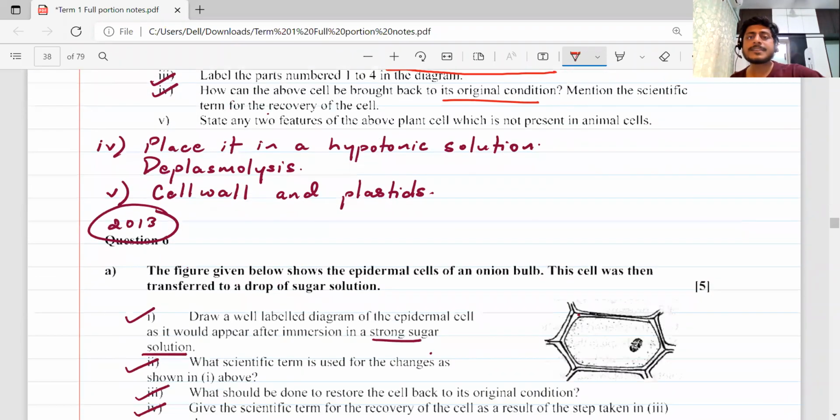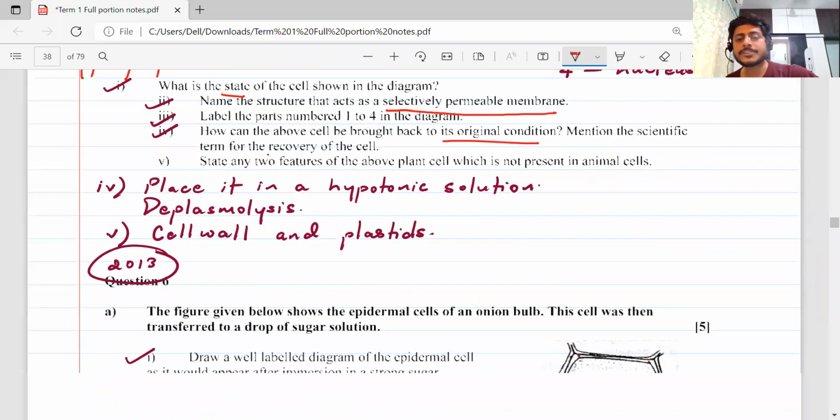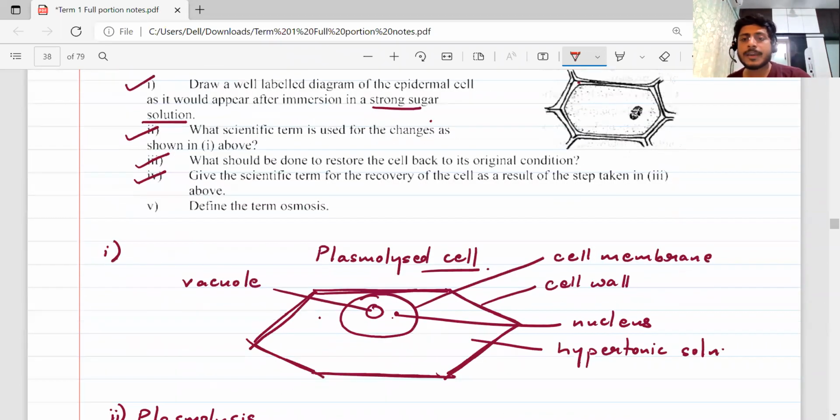Two features of a plant cell which are not present in an animal cell: you could look at plastid, and you could look at cell wall. Similar questions on plasmolysis are in the workbook. You can refer to them.